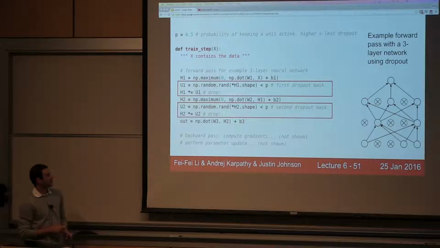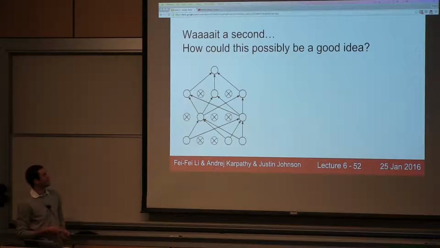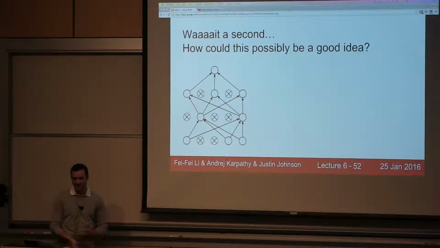You might be thinking, when I showed you this for the first time, how does this make any sense at all? How is this a good idea? Why would you want to compute your neurons and then set them at random to 0? How does that make any sense whatsoever? I don't know, what do you guys think?